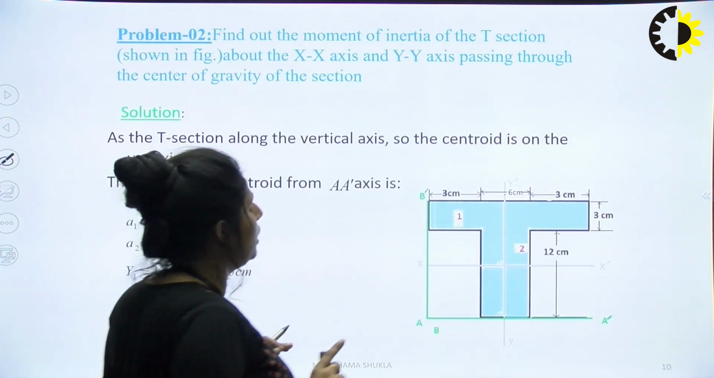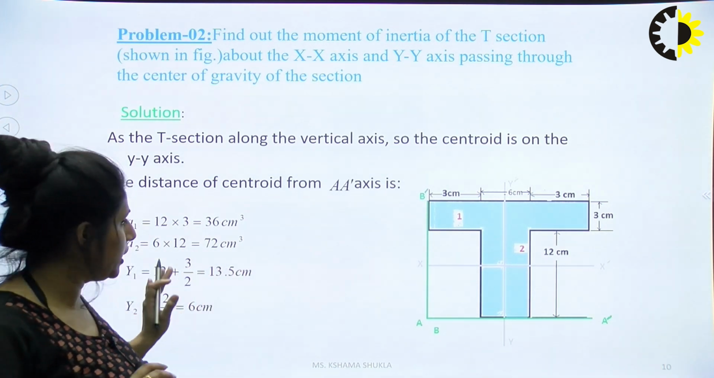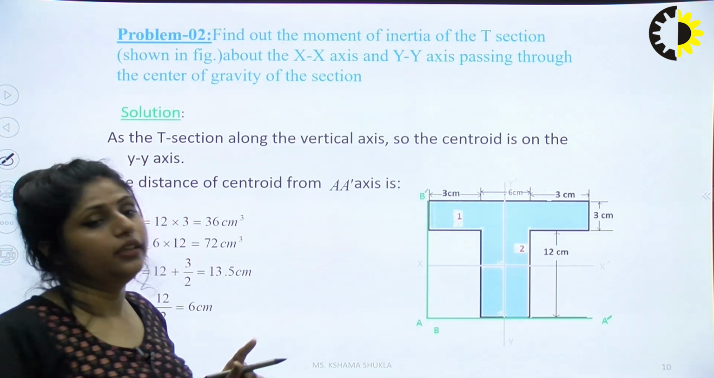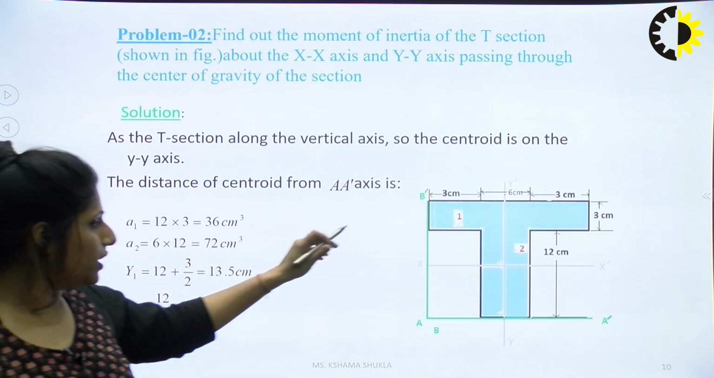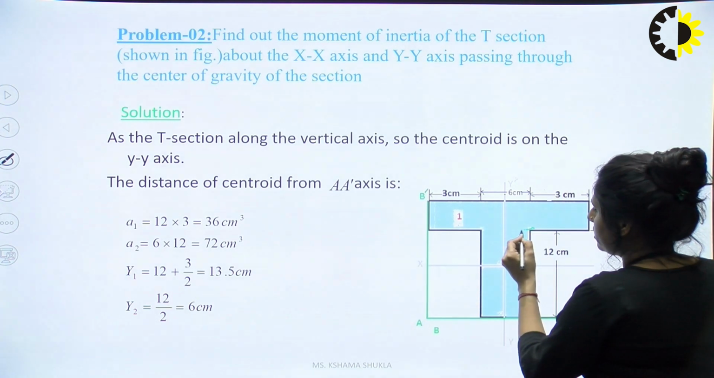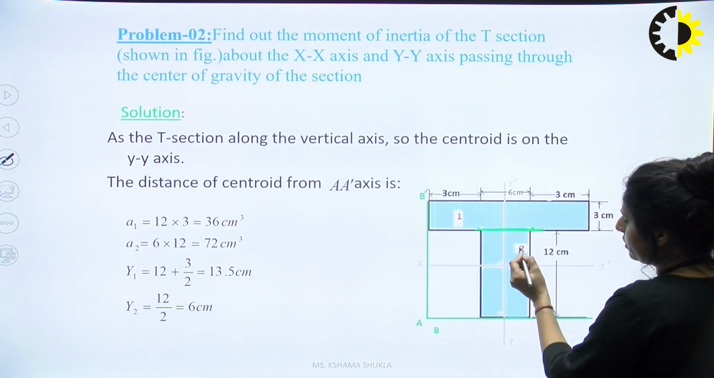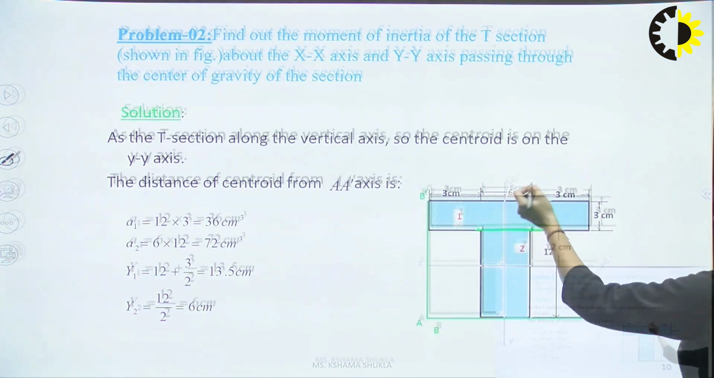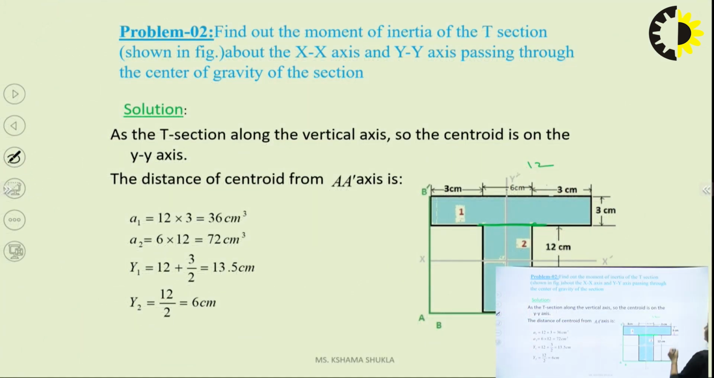See another question based on the same technique, same things, just the shape is different, that is a T section. Again we add two sections, one is the first rectangle, another is the second rectangle. You can see that this is our first rectangle, and this is our second rectangle. The distance 3 plus 6 plus 3 is 12, and this is 3. So our A1 is 12 into 3. A2 is 12 into 6.